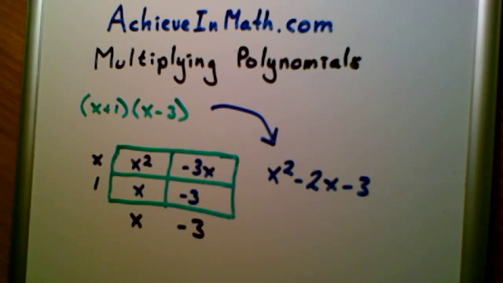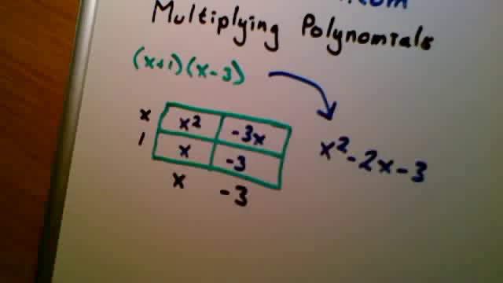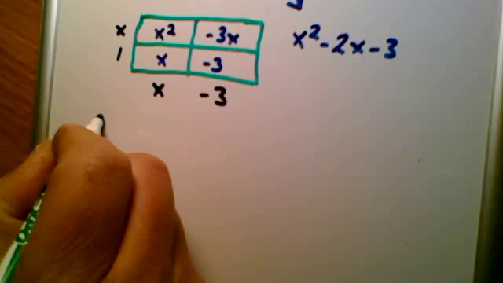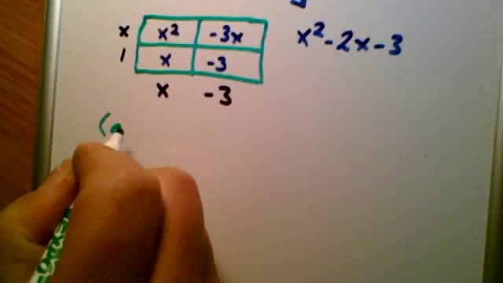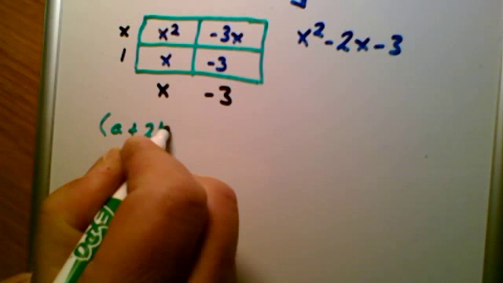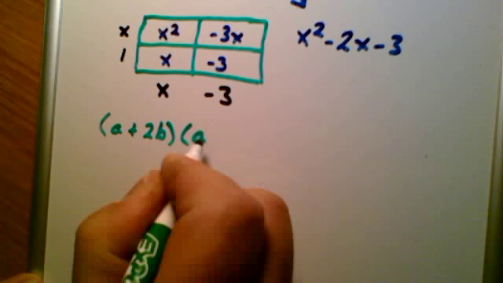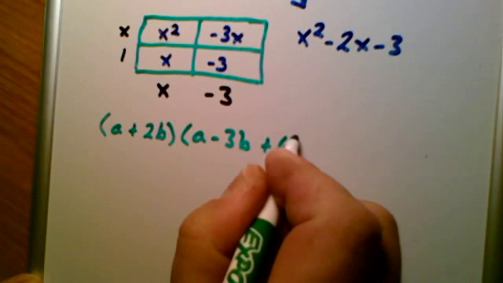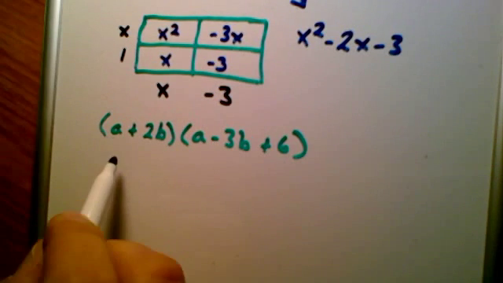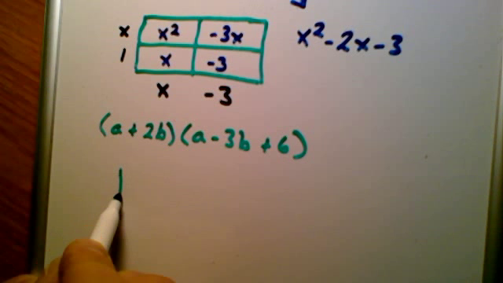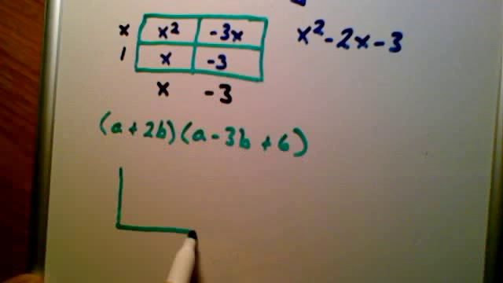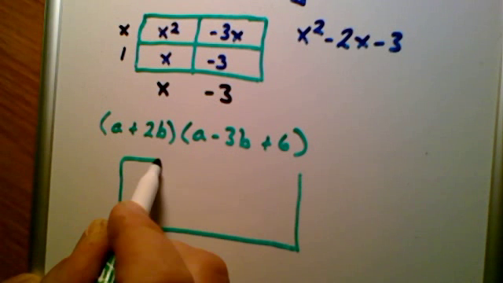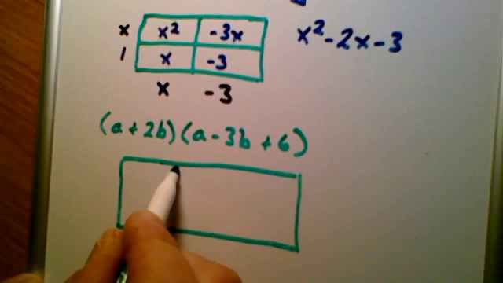Let's take a look at a more complex problem. This time we're going to multiply parentheses a plus 2b times the quantity a minus 3b plus 6. Now we're multiplying a binomial by a trinomial, so the rectangle has to be a little bit bigger. So I'll just make it out like this. Break it into 3 parts.